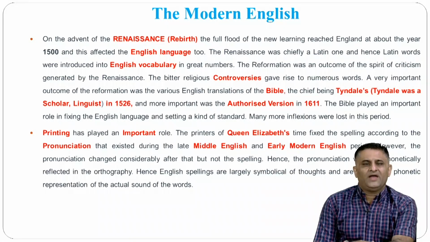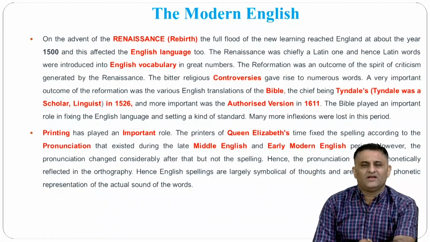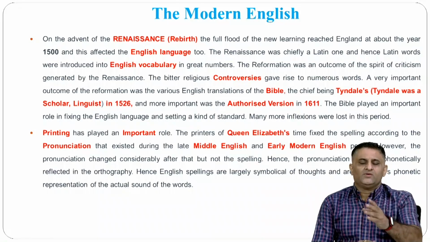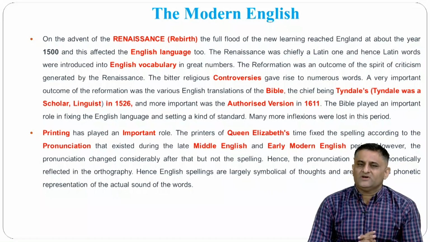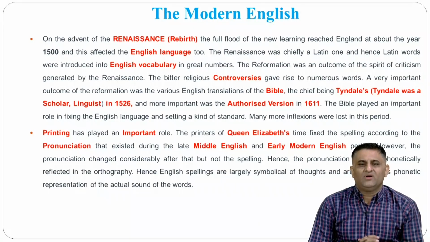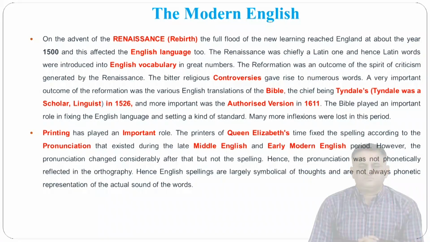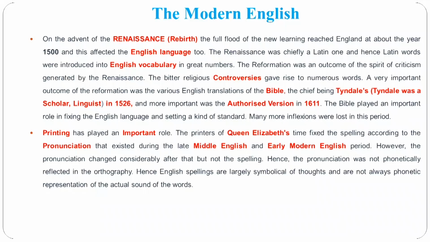The Bible played an important role in fixing the English language and setting a kind of standard. Many more inflections were lost in this period as well. Dear students, at the end of the first paragraph, we can see the Bible has played a very important role. The Bible has identified some words and has provided the maximum and major contribution as well. In the second paragraph, printing has played an important role. Dear students, during this time period, printing of books and all these things began.